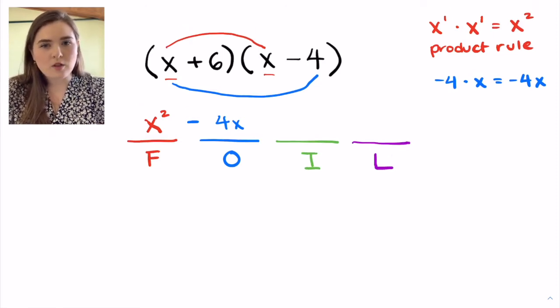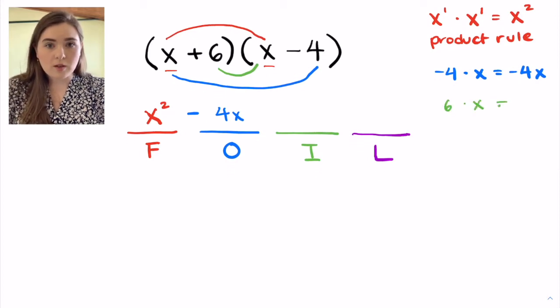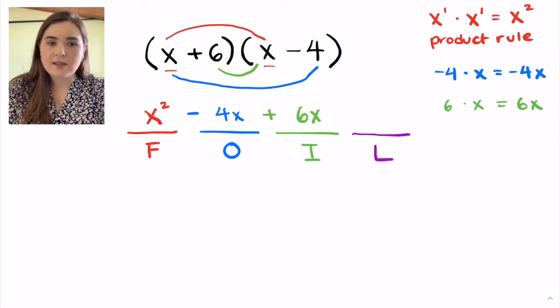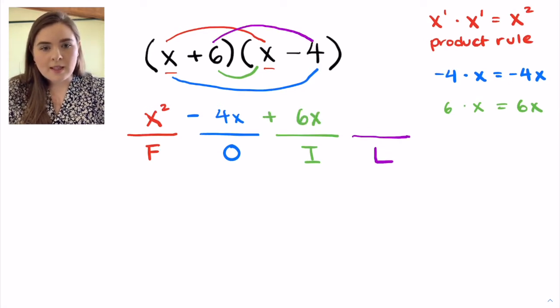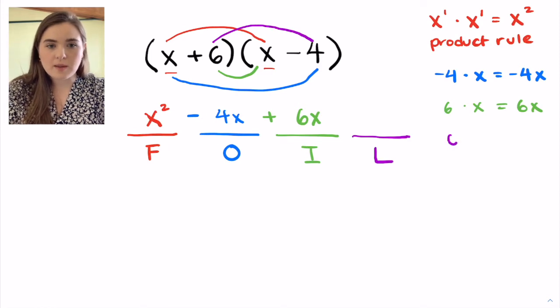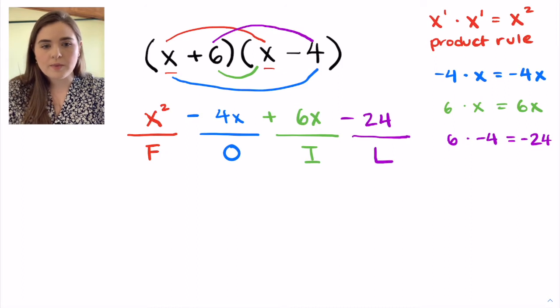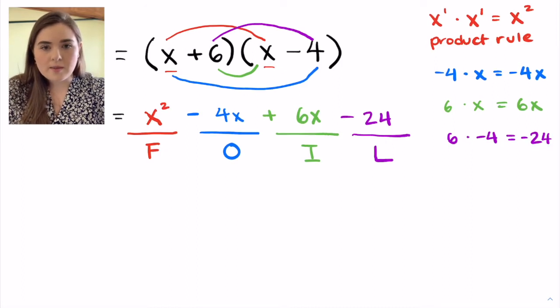The next thing we need to do is multiply our inner terms. So those are going to be the terms that are closest together. This time it's 6 times x, which is going to be 6x. And then finally, I'm going to do my last two terms here. I'm going to multiply 6 times negative 4, which gives me negative 24. So there we go. I've completed the acronym, and now I need to simplify.